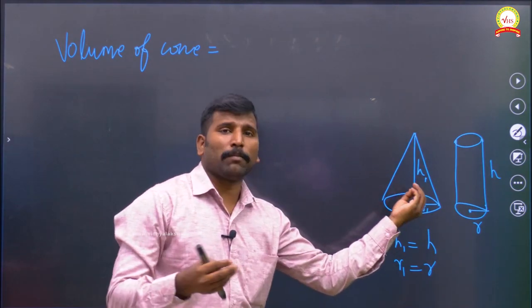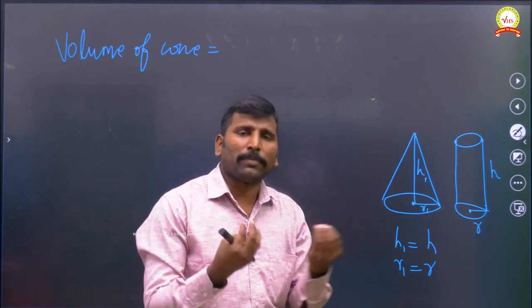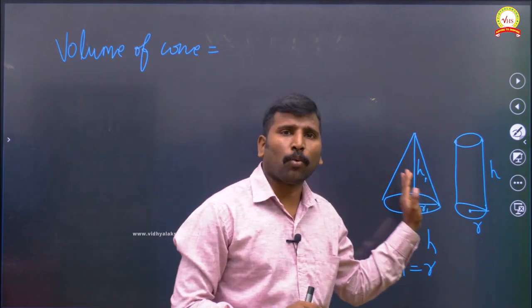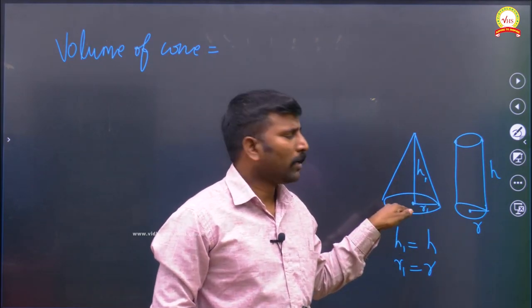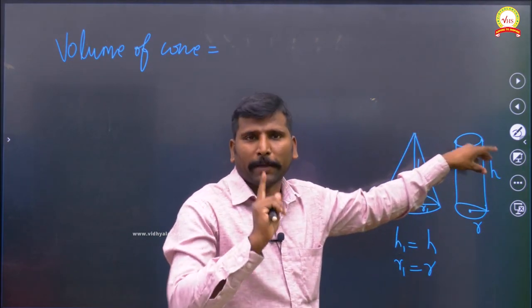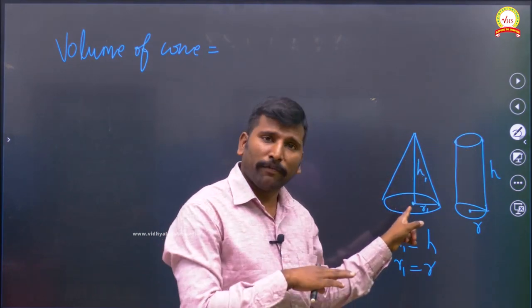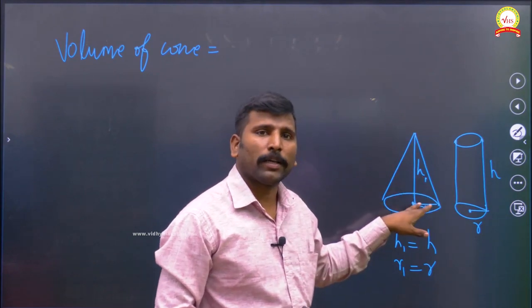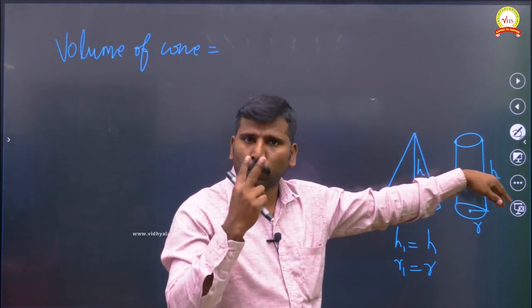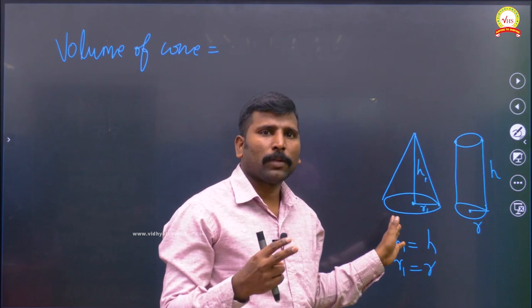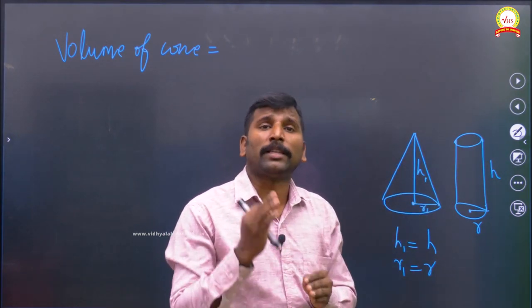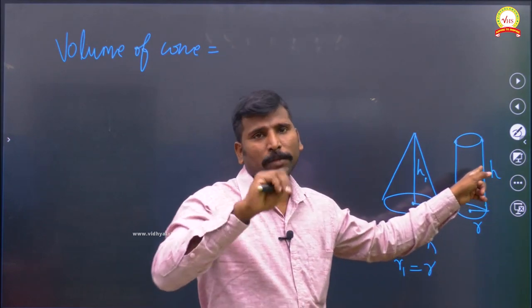Now you take some liquid or something. Sand also you can take, not a problem. You can fill the cone fully one time, then pour it into the cylinder one time. Next, again fill the cone with the same liquid and pour into the cylinder a second time. Again fill the cone fully and pour it a third time. When you do the same thing 3 times, the cylinder will be filled.